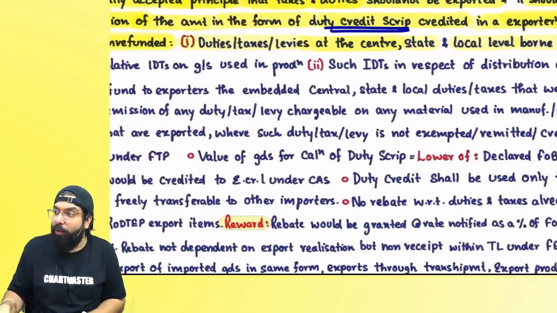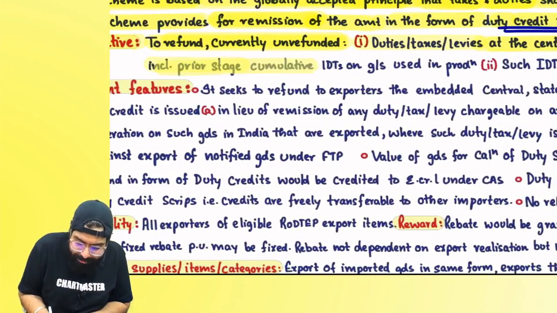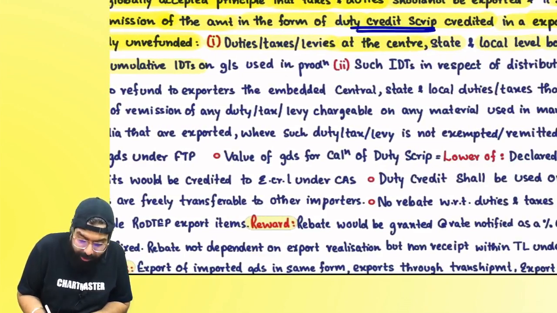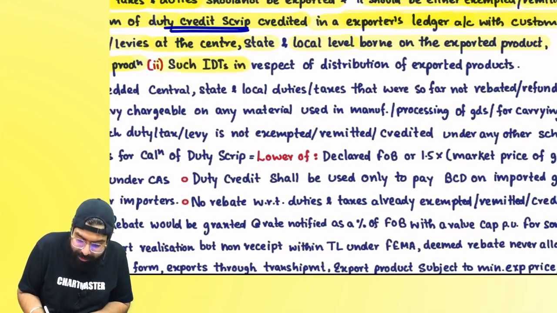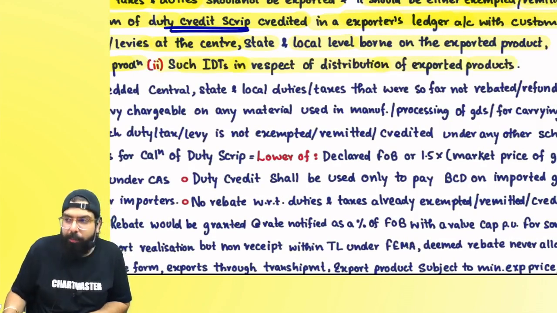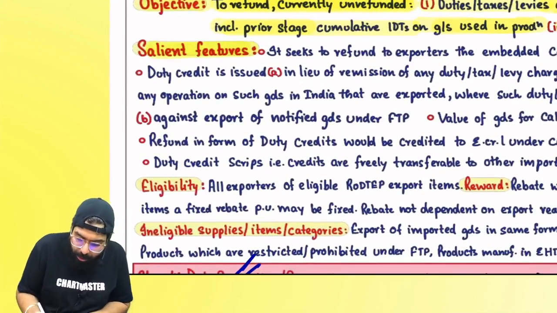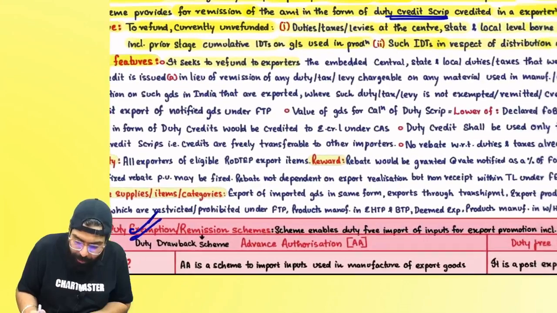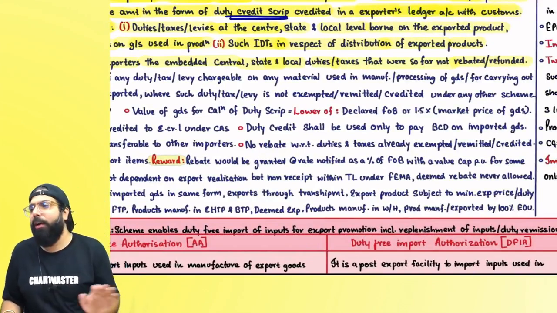Then they will go ahead and give you RoDTEP, which is there. Are we clear? Then, including prior stage cumulative IDTs, indirect taxes on your goods and services in the production. Then, such indirect taxes in respect of distribution of the exported product, which have been borne on the goods. What are the salient features? Number one, it seeks to refund to the exporter the embedded central, state, local levies or taxes that have so far not been refunded or rebated.